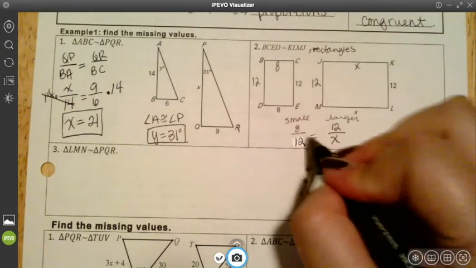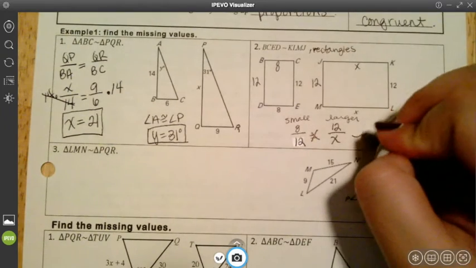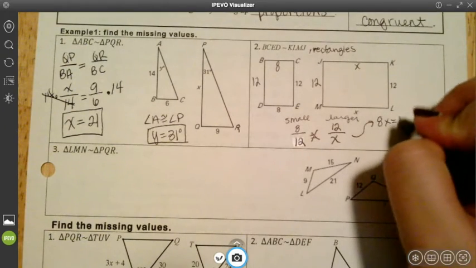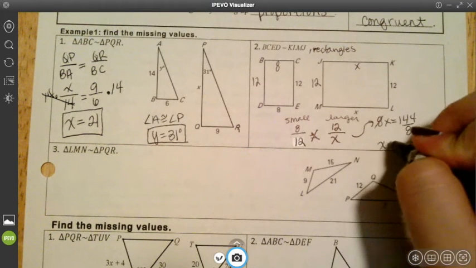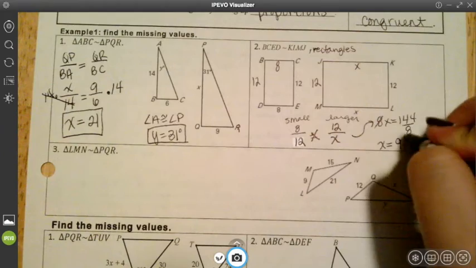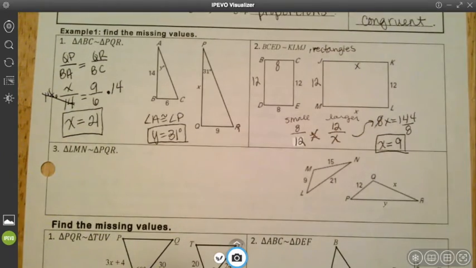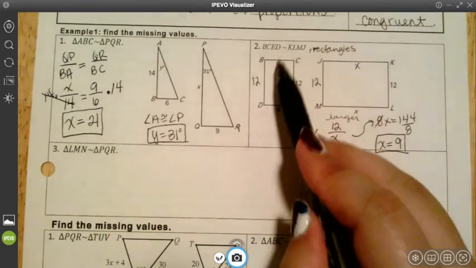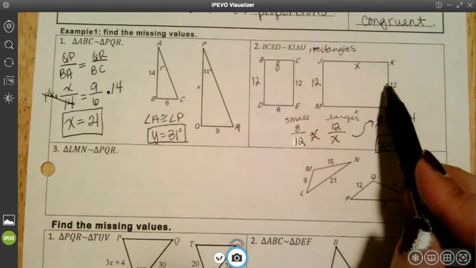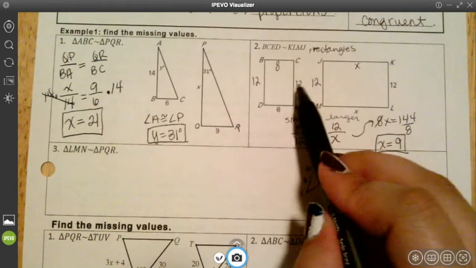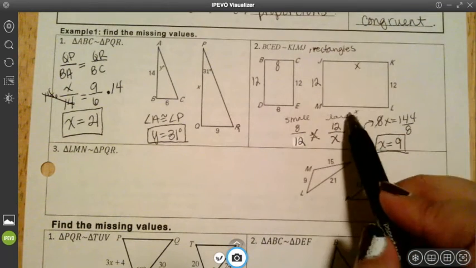So solving for X, I will cross multiply. 8X equals 144. Divide by 8. X equals 9. So again, small was 8. Small here is 12. And then the larger side here is 12, and the larger side here is X.